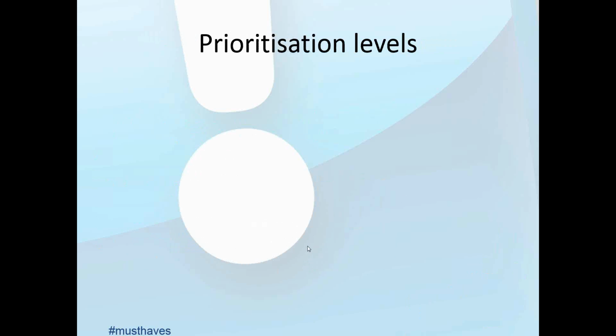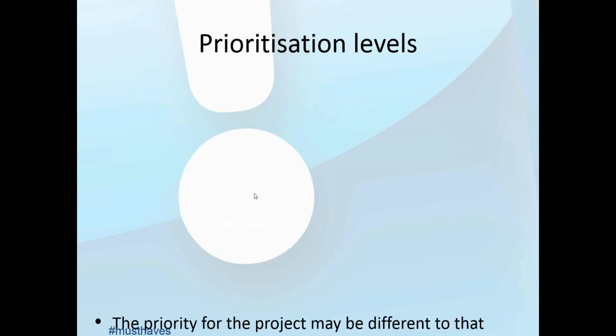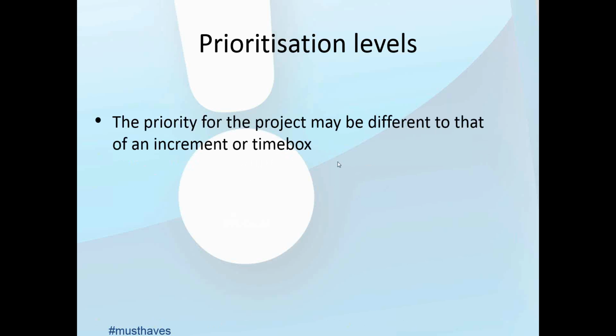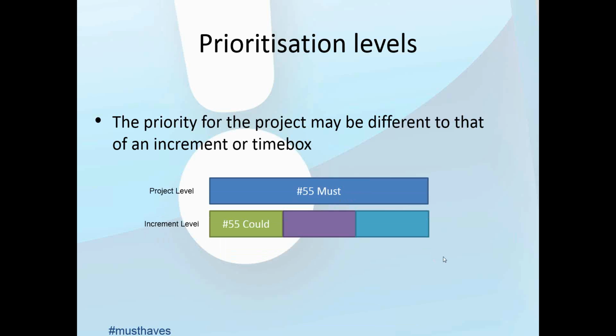Now, in terms of prioritization levels, I just want to quickly do a couple of things, and then we'll get through to the questions. Another question I get a lot is about different levels of MoSCoW prioritization, and this is really quite powerful and a nice little trick that goes very well with your customer. Because if you just read what it says on the screen there, the priority for the project may be different to that of the increment or time box. What I'm trying to say by that is, you may have a project level must.